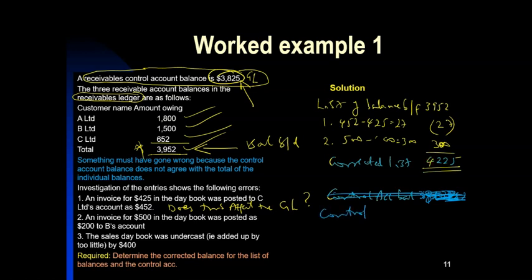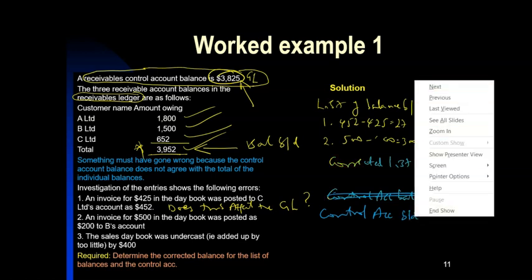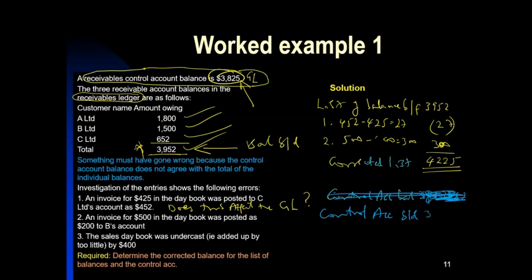Control account balance BD 3825. Then there is this error which has an impact on the GL, the undercast error of 400. So if we add them up, we must arrive at the same figure. In this case, we have done our control account reconciliation.